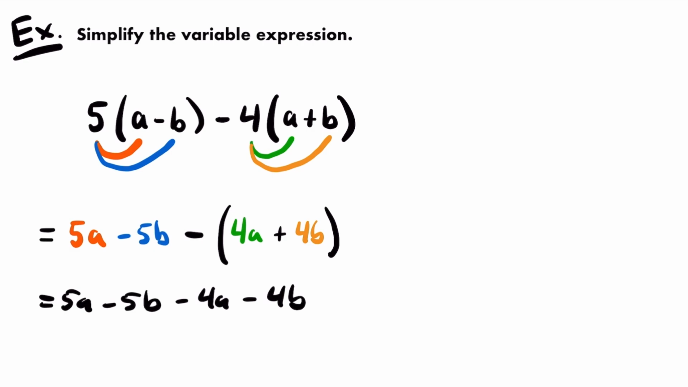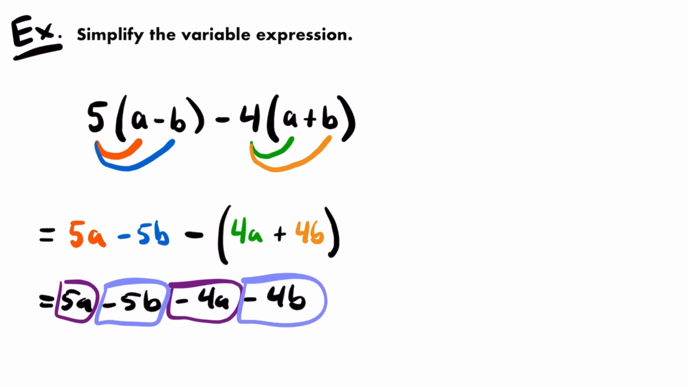So we can combine those like terms to further simplify this variable expression. All right, so once again, we have 5a and negative 4a, and negative 5b with negative 4b. Okay, so if we combine our like terms, you want to add the coefficients of 5 and negative 4, which gives you 1. So we just have a when you combine those two terms.